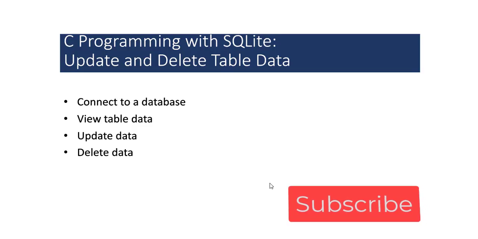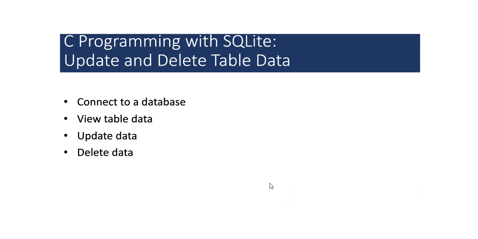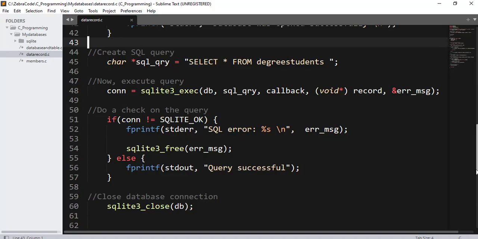This video will conclude the CRUD operations that we are going to be doing in this C programming language with SQLite database series. Now, I will open the previous code in Sublime Text. This is the file that we used in my previous video. Let me scroll up.